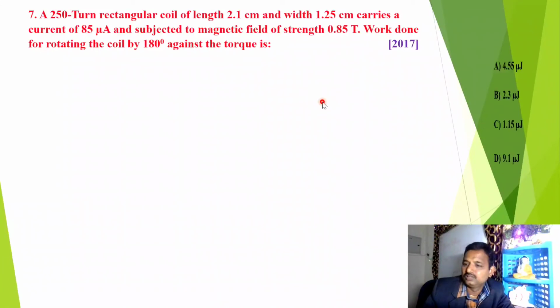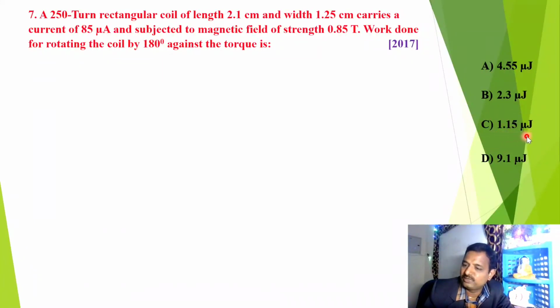Options. Option A 4.55 microjoule, option B 2.3 microjoule, option C 1.15 microjoule, and option D 9.1 microjoule. Solution.